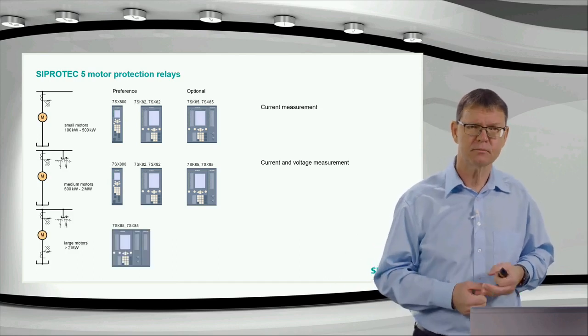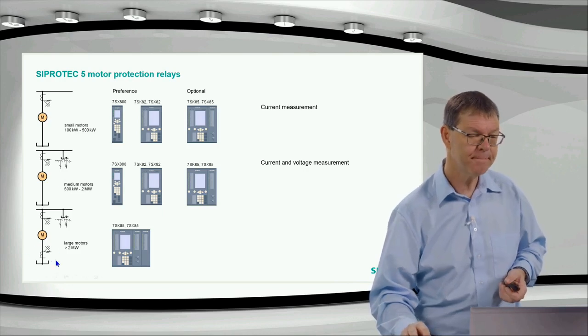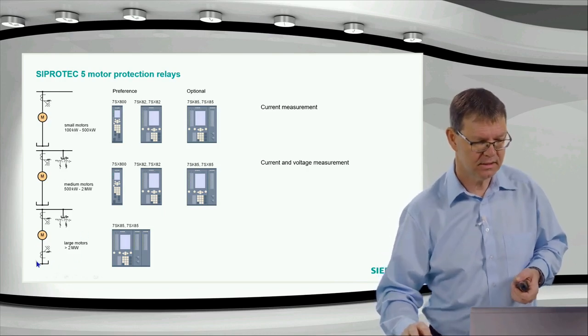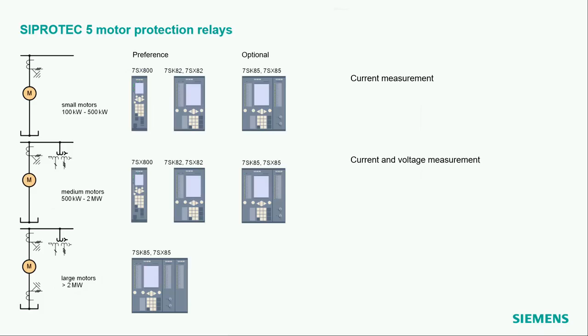And finally, here the difference is that we have another current transformer. So the idea is that additionally we use differential protection, so a motor differential protection. And for this we need two current inputs, so two sets of current inputs. And we don't have this with the 7SX800 or the non-modular devices. We need to go for the modular devices. Therefore, we see here only the 7SK85 or the universal device now, the 7SX85.